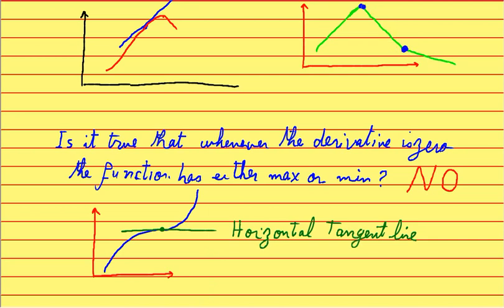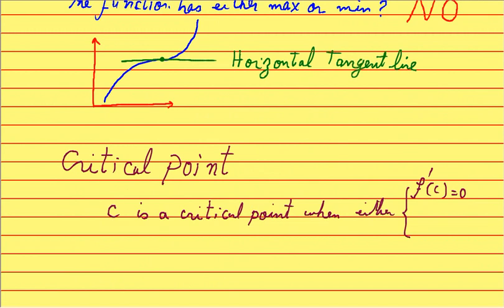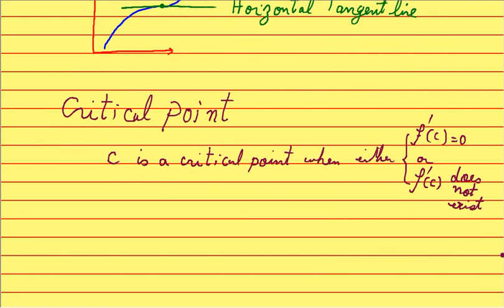Any point at which the function ceases to have a derivative is another possibility for a critical point. So either f prime of c is 0, or f prime of c does not exist. All such points are going to be lumped together and we call them critical points. The idea of critical points is going to give us a strategy for finding the maximum or minimum point.